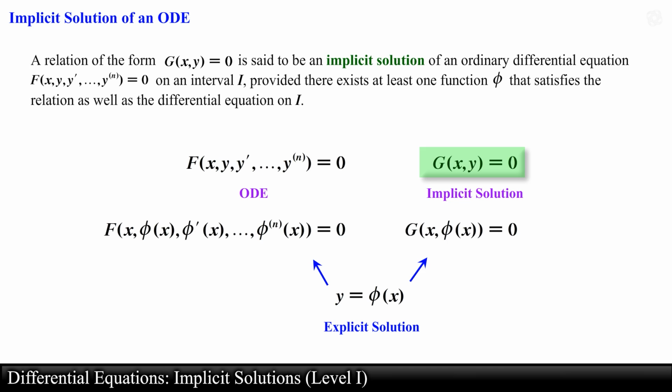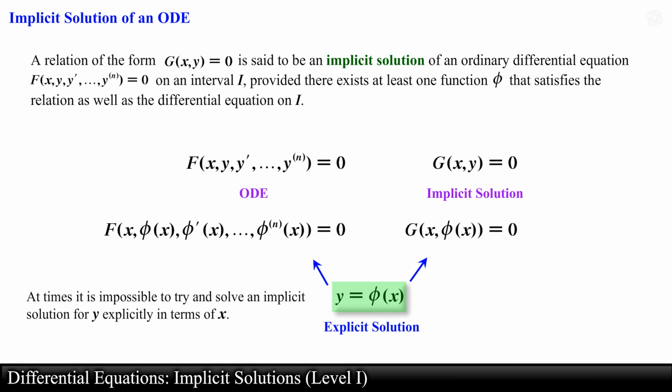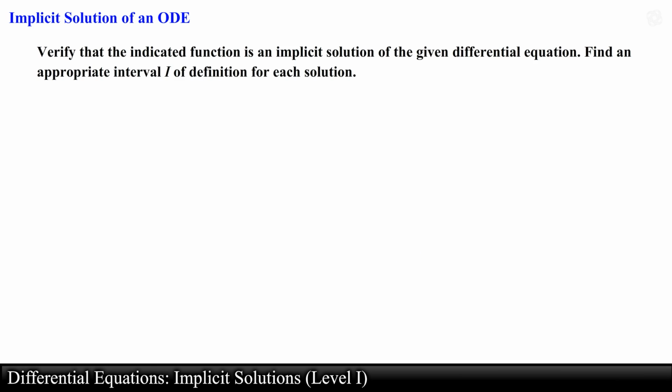At times, if the implicit solution is fairly simple, we may be able to solve for y in terms of x, and obtain one or more explicit solutions. For the most part, there is usually no need, or, as a matter of fact, it is just plain impossible to try and solve an implicit solution for y explicitly in terms of x. The best we can do is to numerically generate the graph of the solution and determine an appropriate interval of definition. For example, let's verify the following implicit solution.